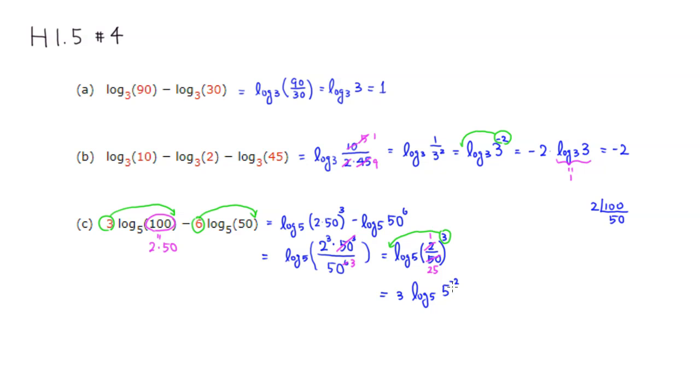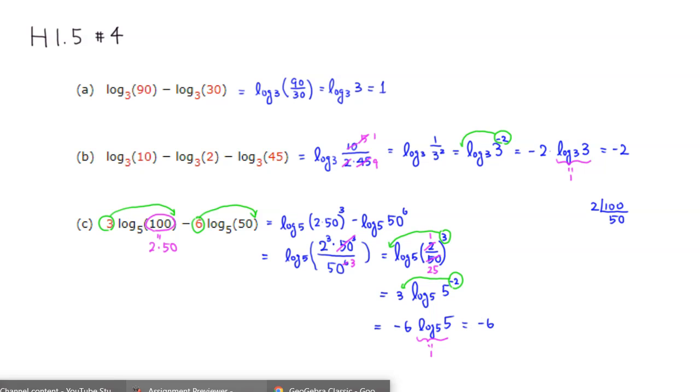So then again, we can put this power right in front. So we're going to get negative 2 times 3, so it's negative 6. And then you have a log to the base 5 of 5, which is going to be 1. So negative 6 times 1 is negative 6.